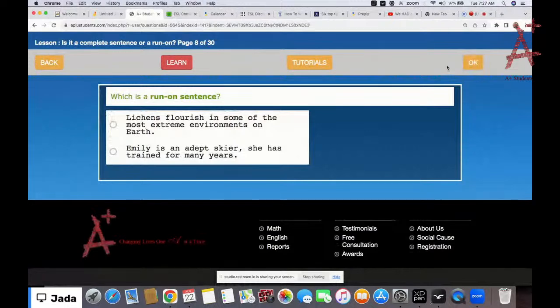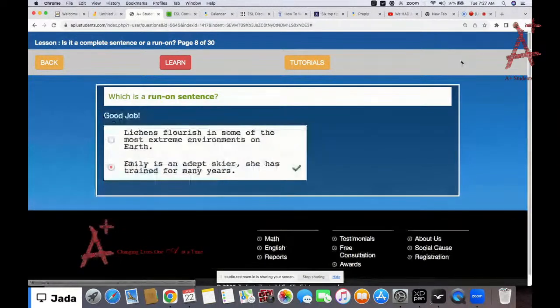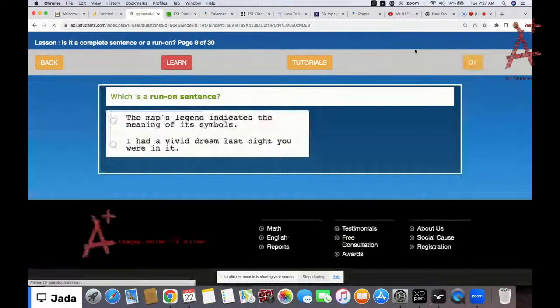So which is a run-on here? Lynchings flourish in some of the most extreme environments on Earth. Emily's answer. Okay, so which one is the run-on here? This one. So that's basically everything for run-on and complete sentences. You just need to read the two sentences and then you can note the one that has a problem. So that's it. Let's move on to the last lesson.